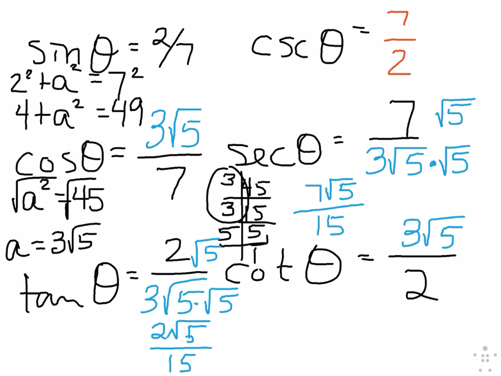Okay? Now, for the next parts, 2 through 4, which one do you want me to do for sure? Gage, pick a number from 2 through 4. 3. Okay, thanks, Gage.